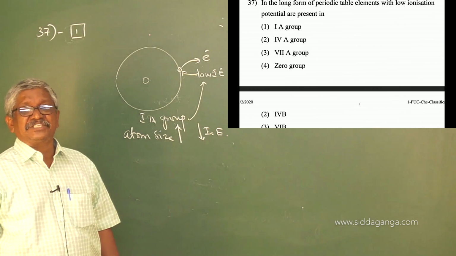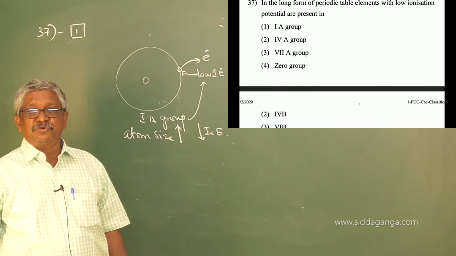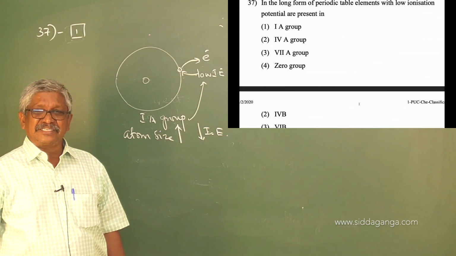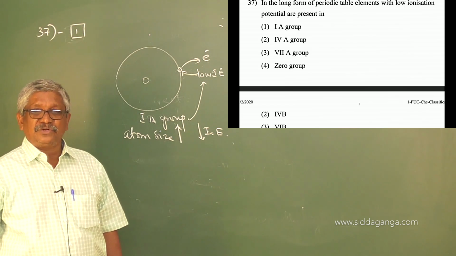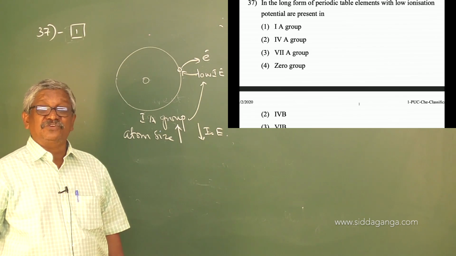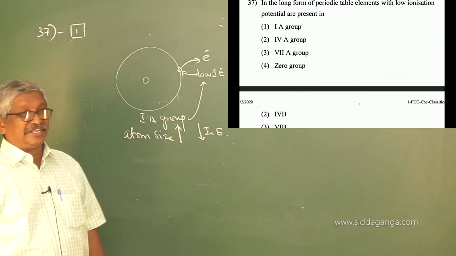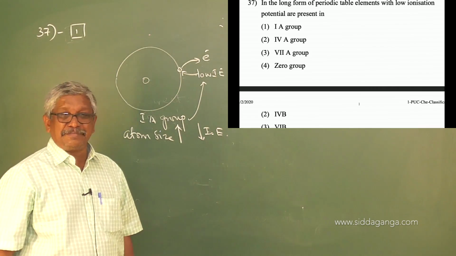So 37th question, option 1, 1A group. It has the largest size, requires low ionization energy because the nuclear force of attraction is less.